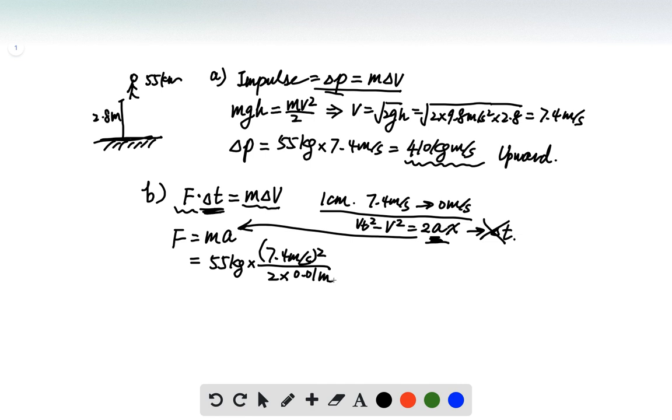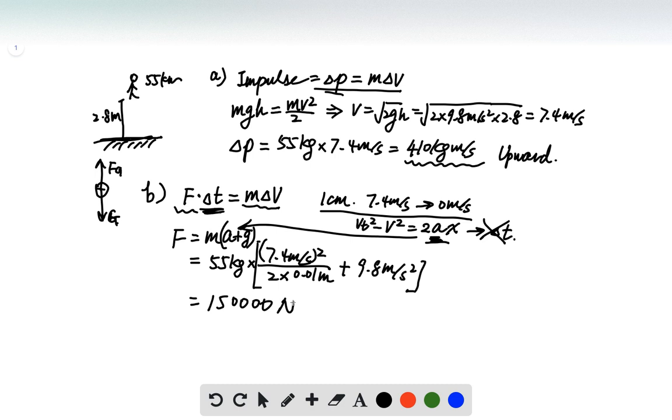But other than that, when you look at this person, he also has this gravitational force acting on him. So we also need an extra force to support him against gravity. So this actually should be plus g. And now if we also add 9.8 meters per second squared, we get a total of 150,000 Newton. That's a huge force. And yeah, so that is a force that will be exerted onto this person by the ground.